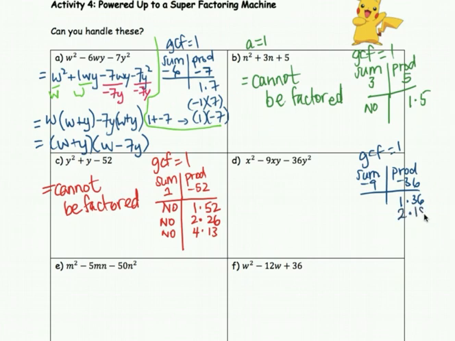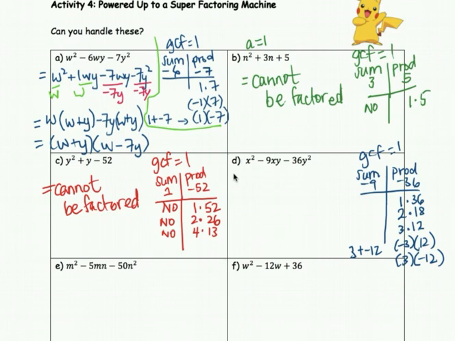2 and 18. I cannot tweak those, add or subtract them to make 9. Nope. 3 and 12. Okay, what do you think? 3 and 12? If I add them, I'll get 15, but if I subtract them, I'll get 9. Oh, here's our combination. Okay, so now we just have to figure out the sign. So since it's a negative 36, one of these has to be negative. So here are the two possibilities. 3 is negative or 12 is negative. Okay, which one of these will get us to negative 9? Well, the 3 plus negative 12 combination will.